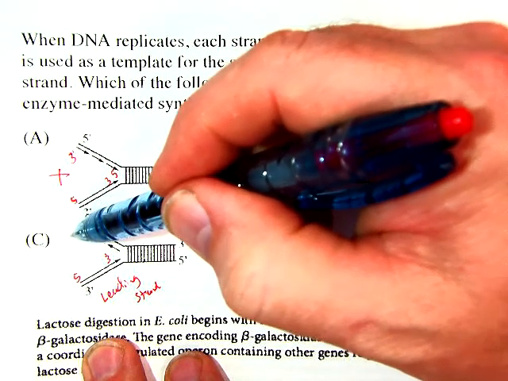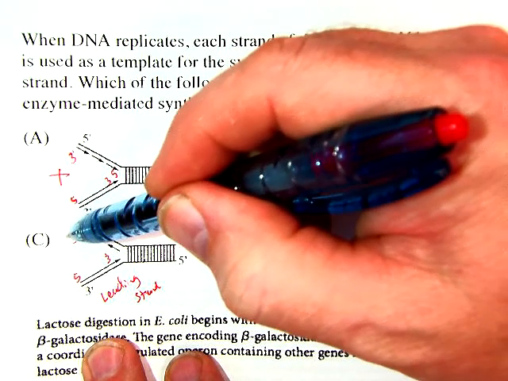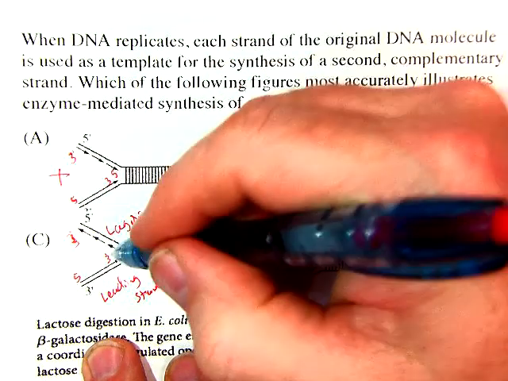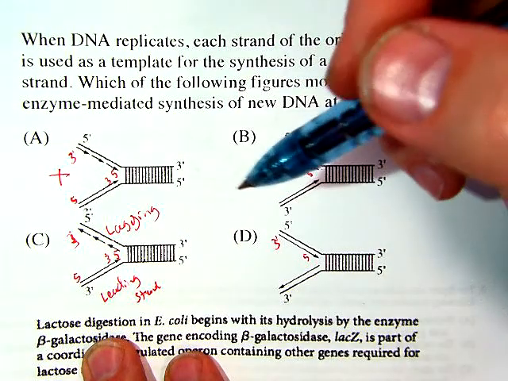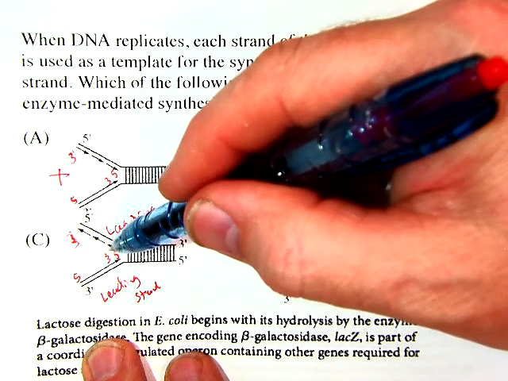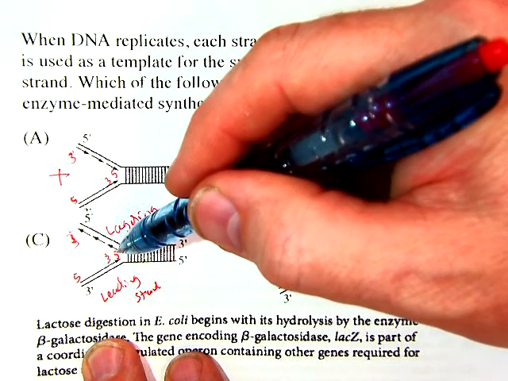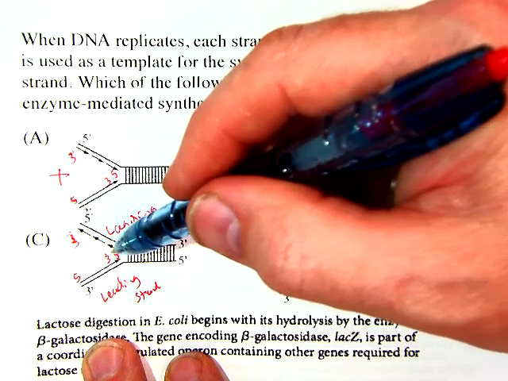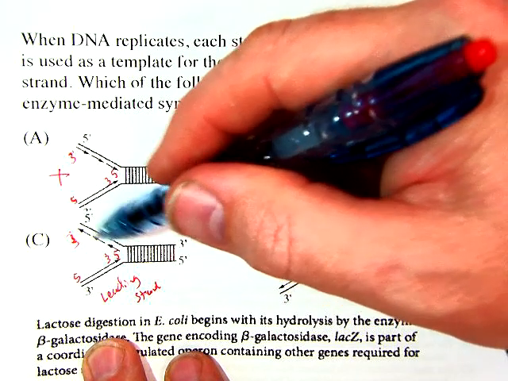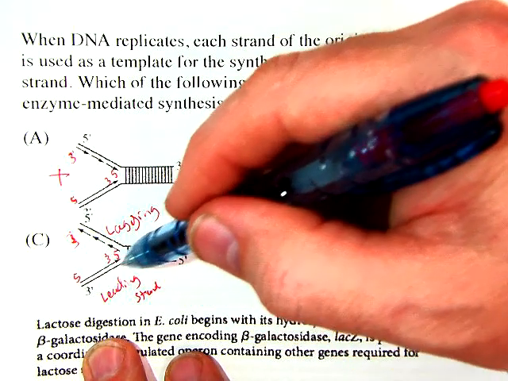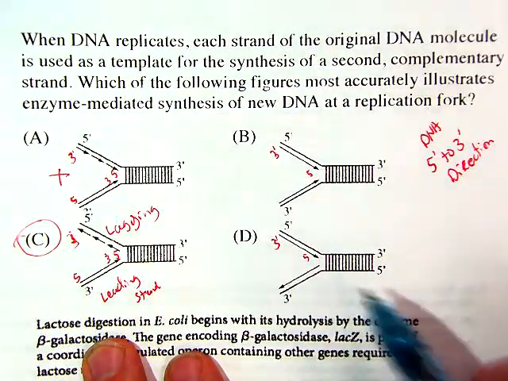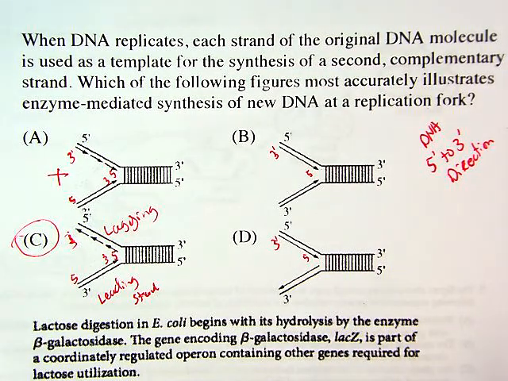If this is 5', this is 3', and this is 5'. And we're going to copy from 5 to 3. We're going to do it in these small little fragments. We call those Okazaki fragments, right? So here we have our fragmented lagging strand and our continuous leading strand. So C is the correct answer on the first one there.